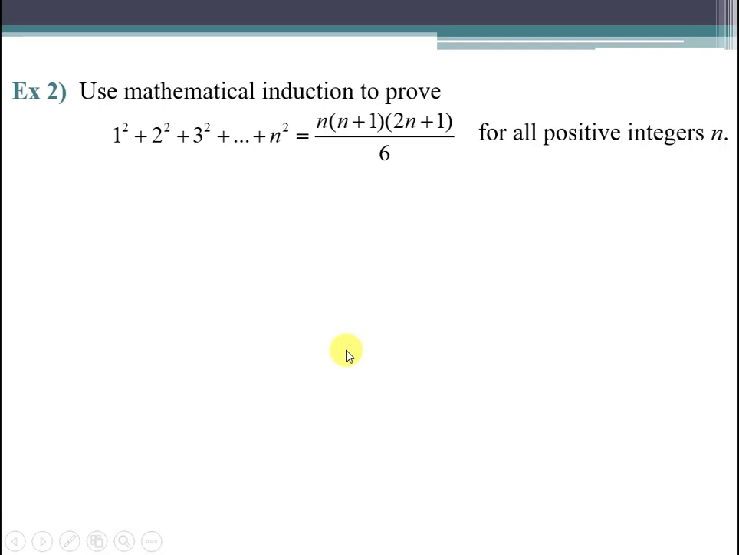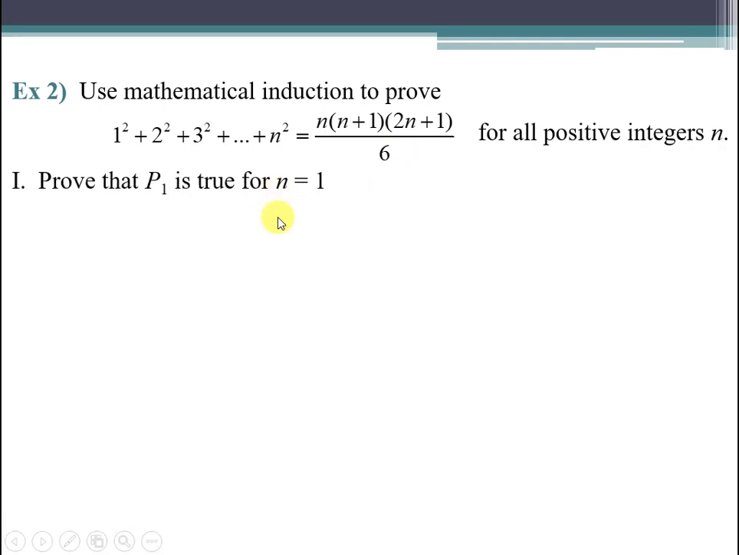Okay, now the next exercise. Use mathematical induction to prove for all positive integers n. What we have is 1 squared plus 2 squared plus 3 squared and so on plus n squared. So this is the sum of squares, and on the right side we have n(n+1)(2n+1) over 6.